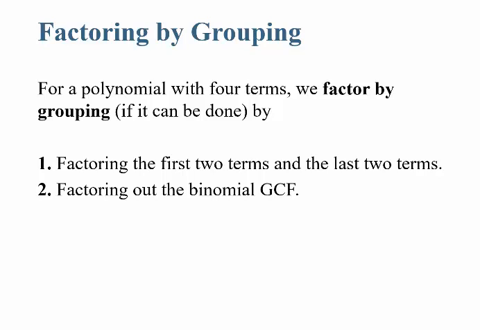So if a polynomial has four terms, we factor by grouping, if it can be done. Sometimes it can. This is all you do: you factor the first two terms and the last two terms separately. Then if it can be factored, you'll notice that it has a common binomial, and you factor out the binomial as the greatest common factor.